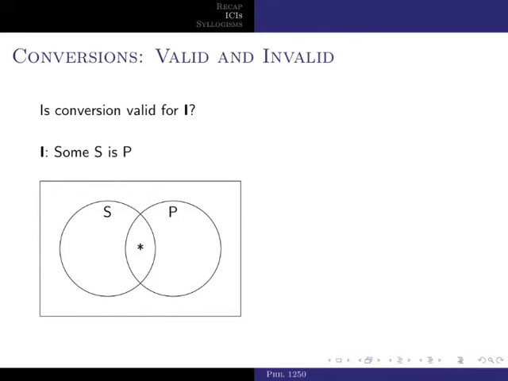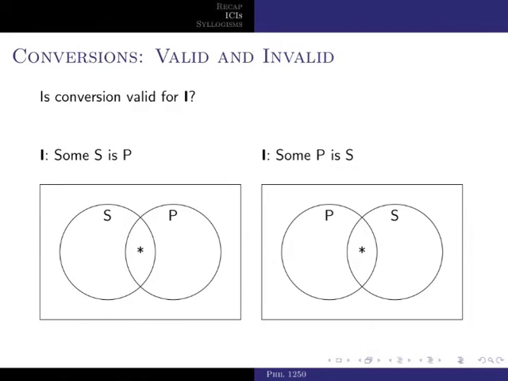So let's begin with I. Is conversion valid for I? Let's do the Venn diagram for it. I is of the general form some S is P. So what we're saying here in the Venn diagram is that there is at least one individual that is both S and P, right? That's why we add an asterisk in area 2.